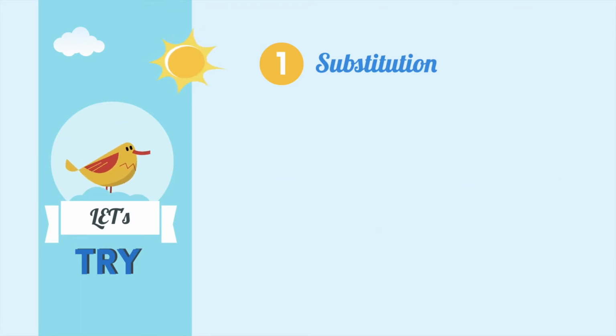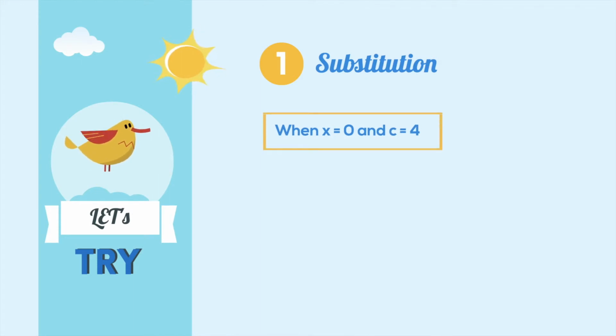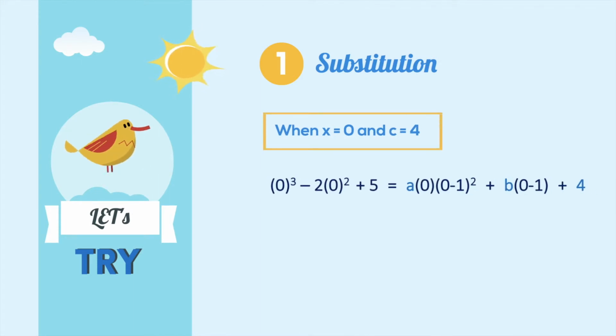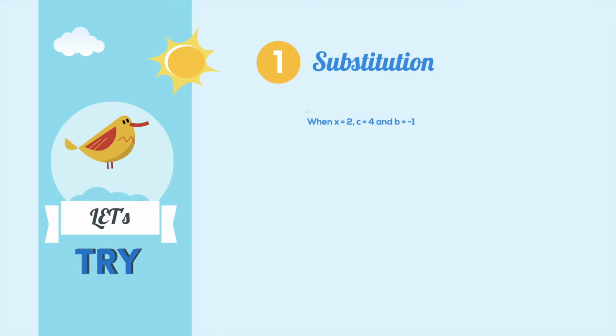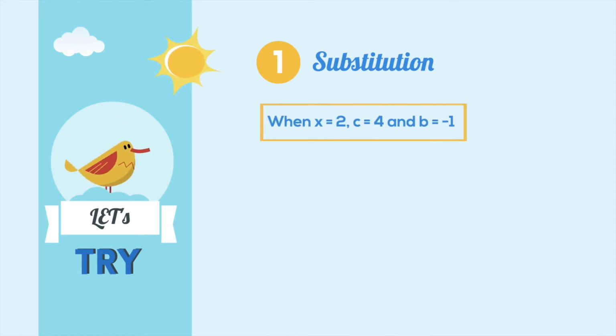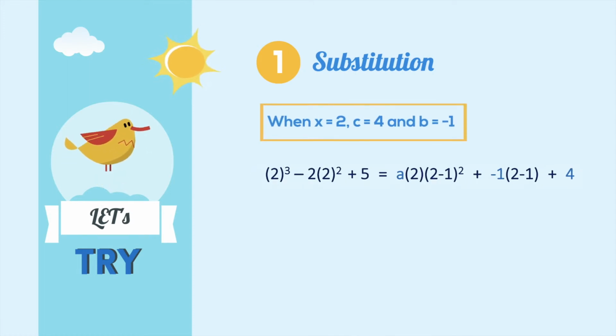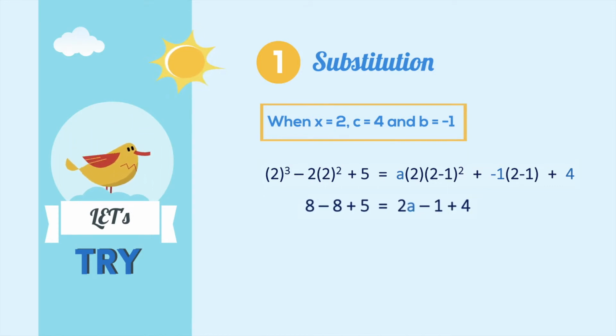Then I would find the value of b by substitute value of c in the equation and substitute x with 0 to get rid of a. Then I would find the value of a by substitute value of b and c, then substitute x with 2.